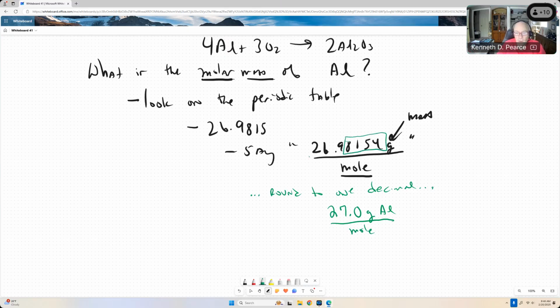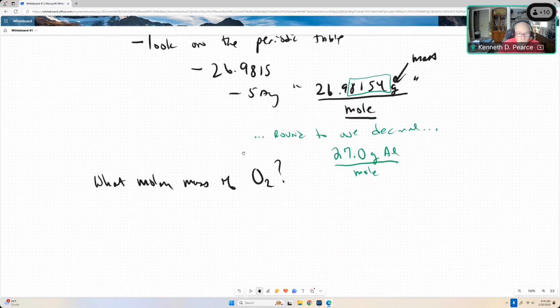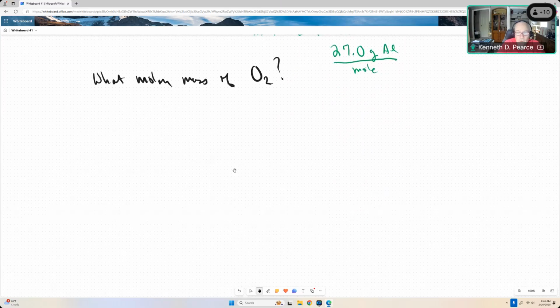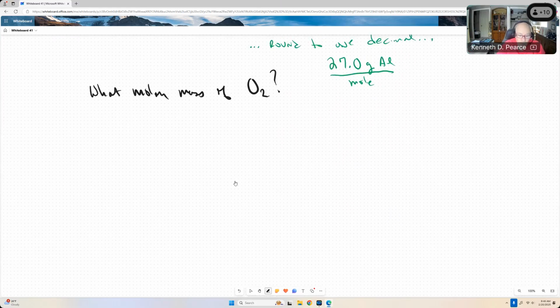All right. Now, what if we have the oxygen gas over here? So we want to say, what's the molar mass of O2? Now, O2 is a little different. First off, O2 is a molecule. I have 2 oxygen atoms up there. Here they are. There's 2 of them. It's not just oxygen. What you're breathing right now is O2. Okay? Now, what does that mean for us?